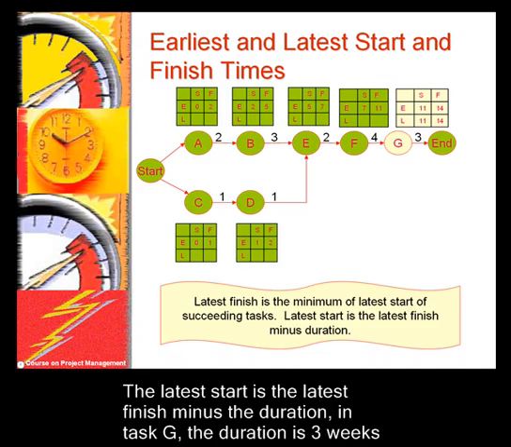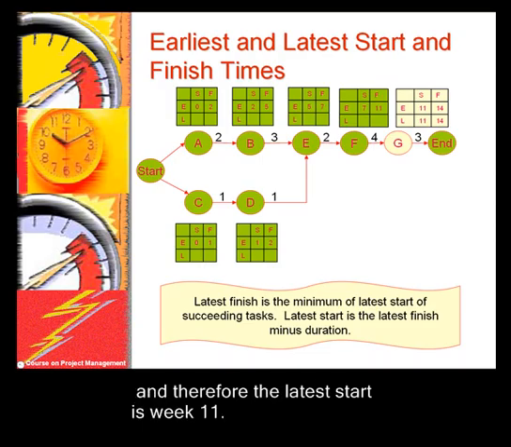The latest start is the latest finish minus the duration. In task G, the duration is 3 weeks, and therefore the latest start is week 11.